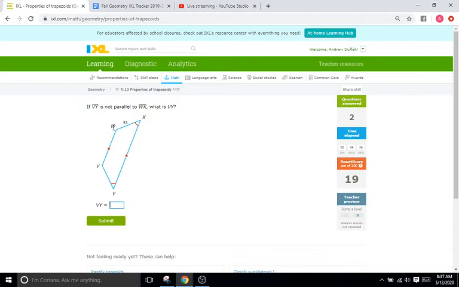Okay, if VY, so this line right here, is not parallel to WX, and it's definitely not from what we can see, what is VY? So even though the lines are not parallel, they are going to have to be the same length, okay? And we know that partially because of the angles right here. If the angles right there are the same, that means these two are going to have to be the same. And so if that's 81, this one is going to be 81.